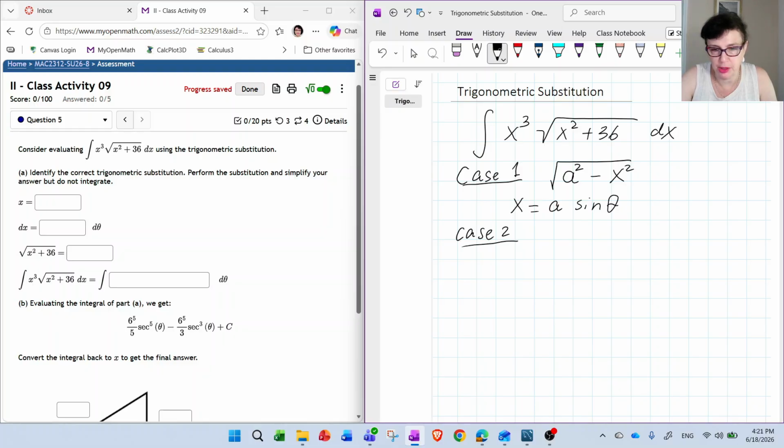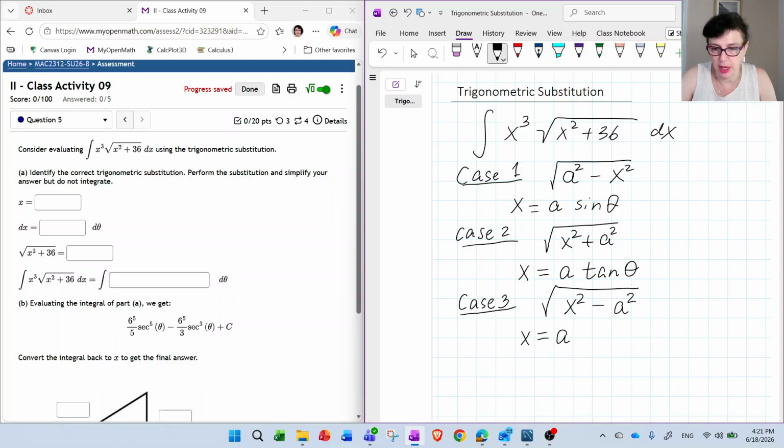That one is easiest to detect because you're going to have a square root and then x squared and a squared are going to be added, right? So whenever you see a plus sign, that means it's going to be case two, and your x here is going to be a tangent theta. Finally, for case three, the difference is we're also subtracting just like in case one, but we're actually going to start with x squared and subtract the number. In this case, the substitution is a secant theta.